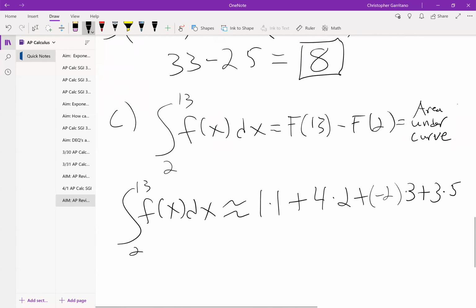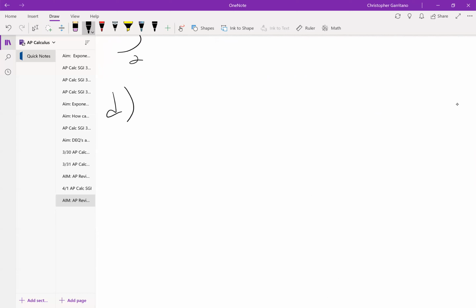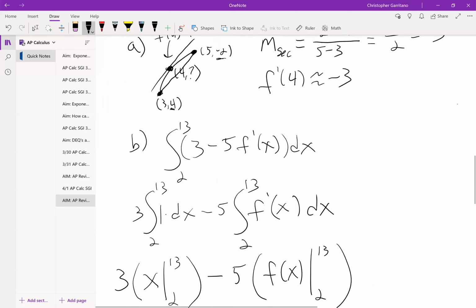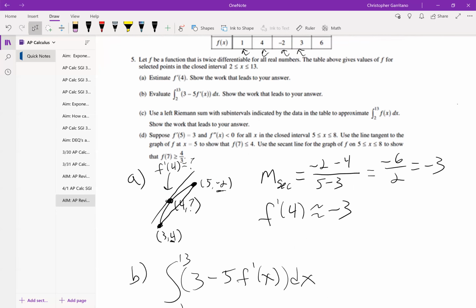Okay, all right, now part D, this is the one that people really were asking me about. So I'm gonna go ahead and draw a little bit more of an accurate diagram here. I know that reading this problem, a lot of information is given, but it's really not that bad. So suppose f prime of 5 is equal to 3. All that means is that the tangent line at x equals 5 has a slope of 3. We're also told that f double prime of x is less than 0.